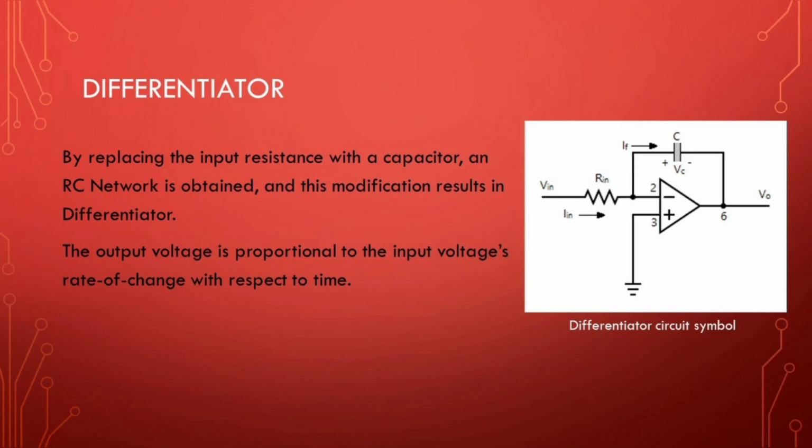Differentiator. By replacing the input resistance with a capacitor, an RC network is obtained and this modification results in a differentiator. The output voltage is proportional to the input voltage's rate of change with respect to time. This is the differentiator circuit symbol.